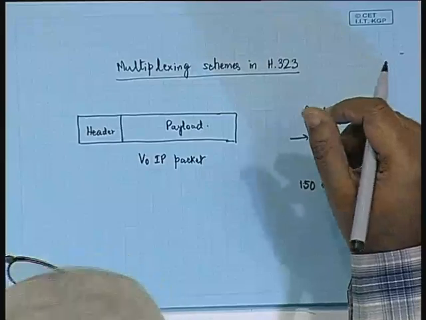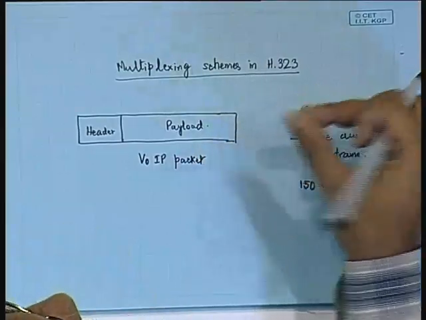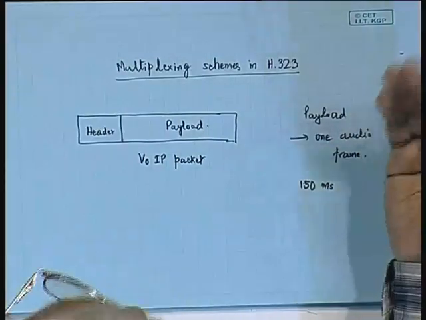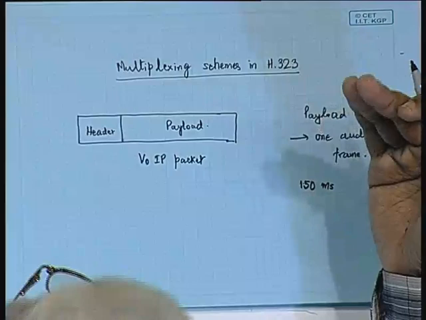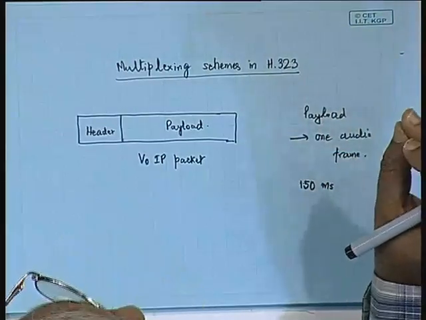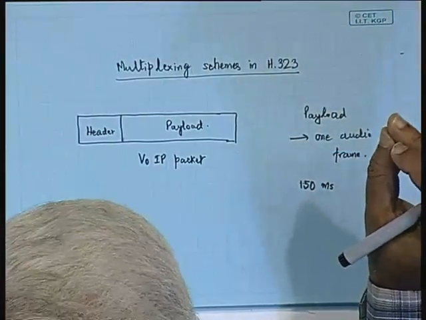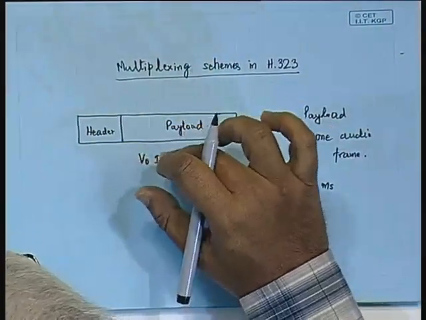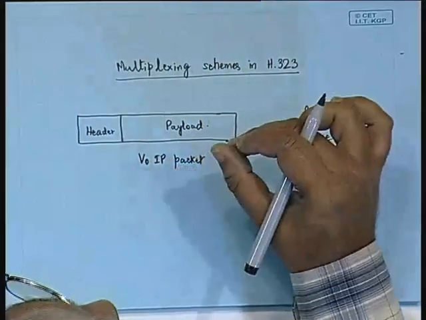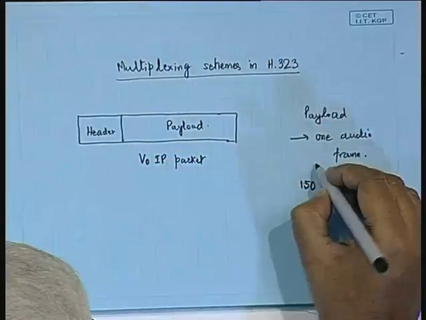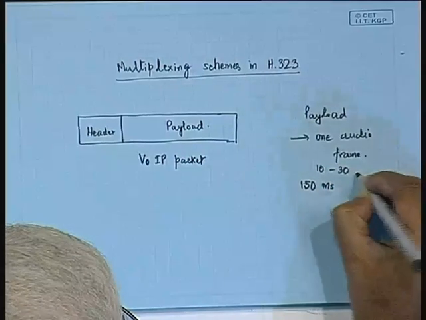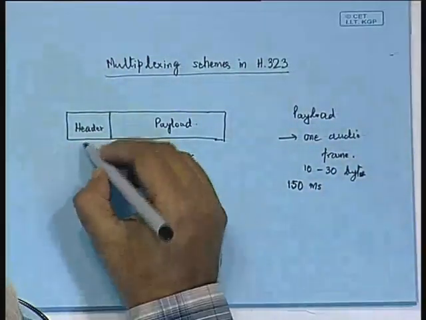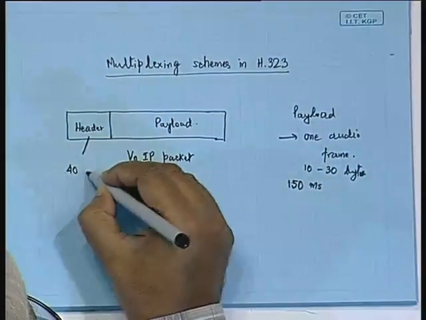Not only that, in order to reduce this problem we said we reduce the payload size, but of course we do not fragment to less than one audio frame. One audio frame is the unit we consider, and even then, whereas one audio frame in a very compressed form could be 10 to 30 bytes, the header of the VoIP packet typically becomes 40 bytes.